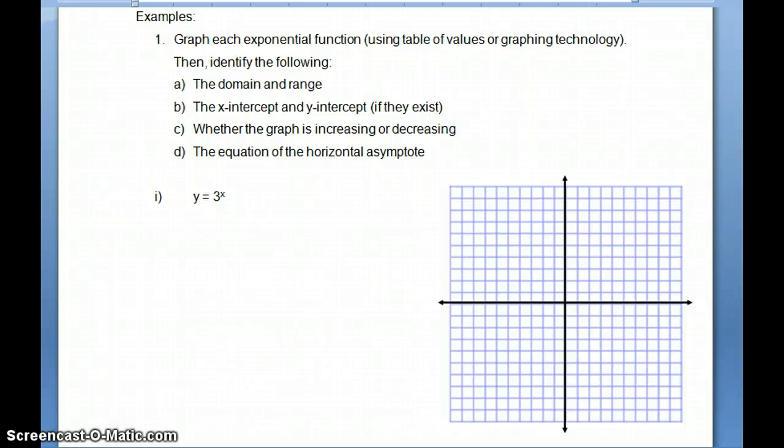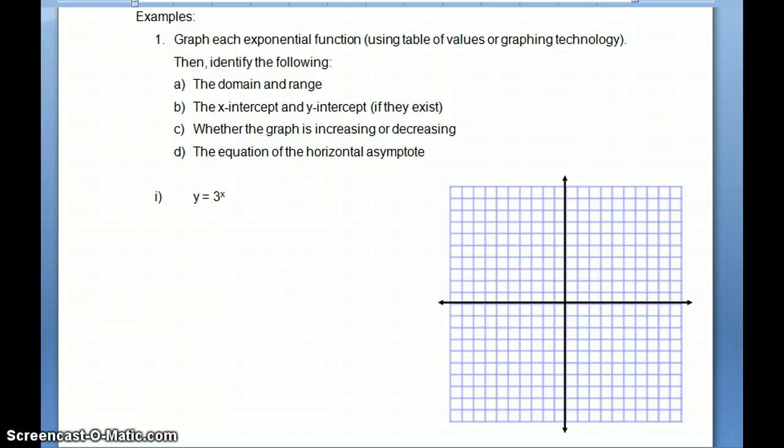Alright, so now it's example time. So in this first example, we need to graph each exponential function using table values or graphing technology. Try to do your actual graphing using table values before using graphing technology. It's important to know how to graph these.